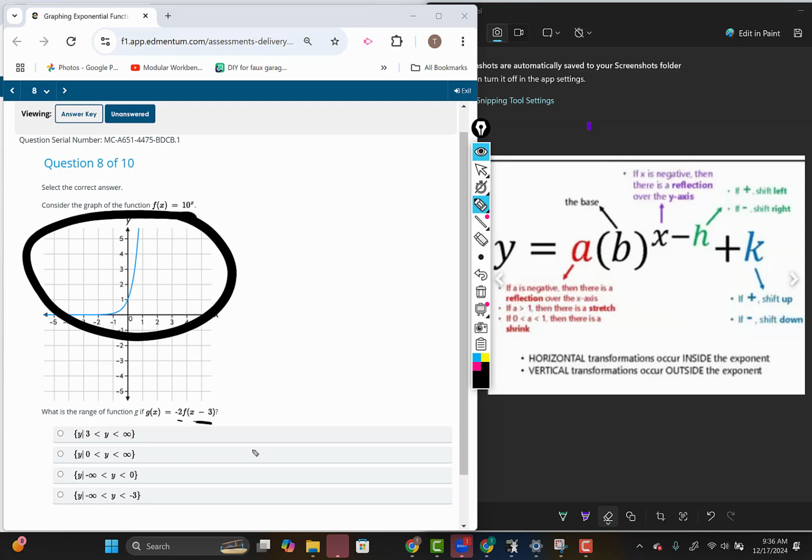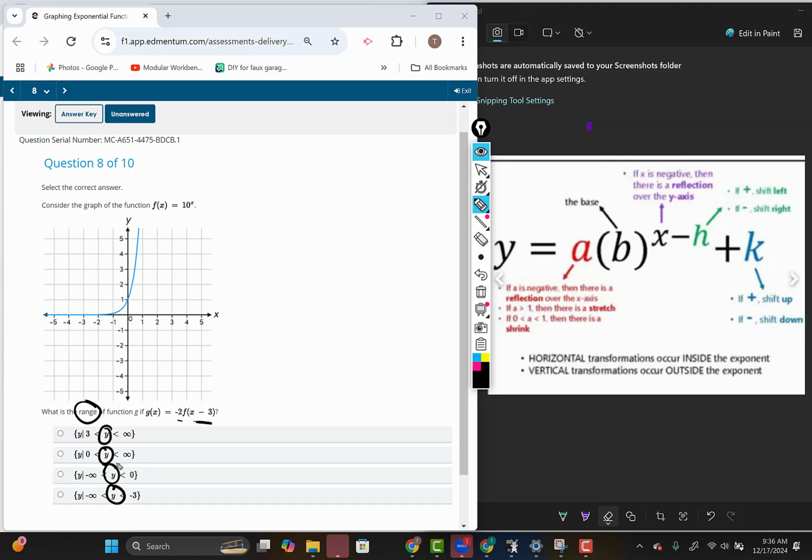So first off, what is the range of the original graph? The range is the y values. So we're talking about range, we're talking about y values. We clearly see that in the answer choices.